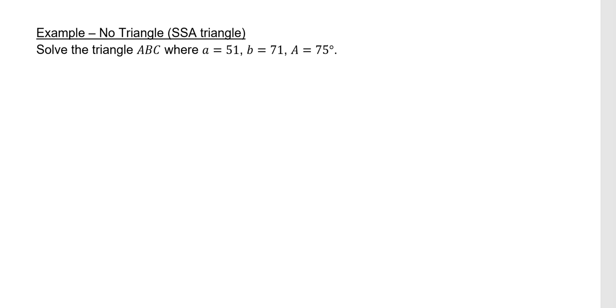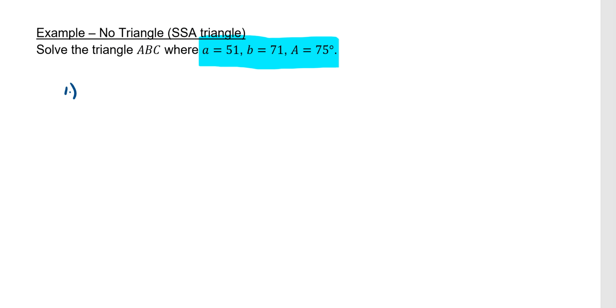So this last one is going to be the same setup, side-side angle. We have two sides. The angle is opposite one of those sides, except we'll see how we know it actually results in no triangle at all, which is honestly great because we won't have to actually do anything. So we have A is 51, B is 71, angle A is 75.